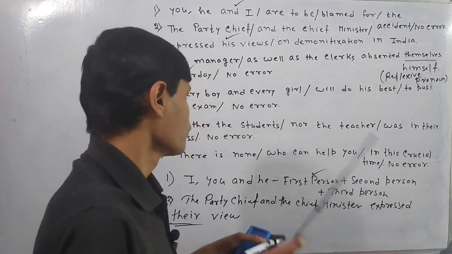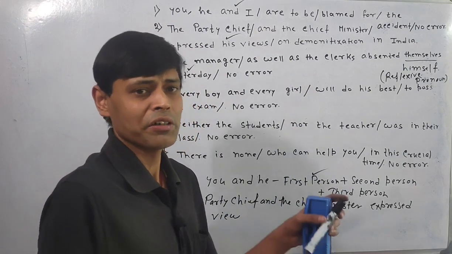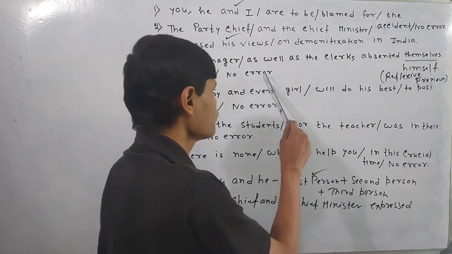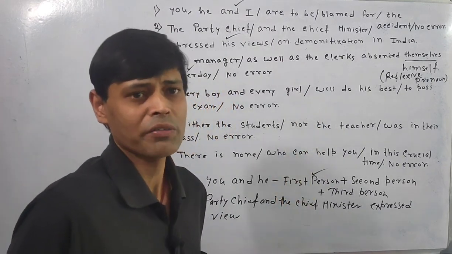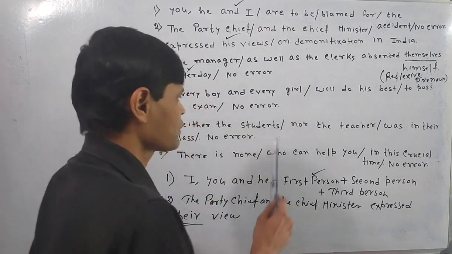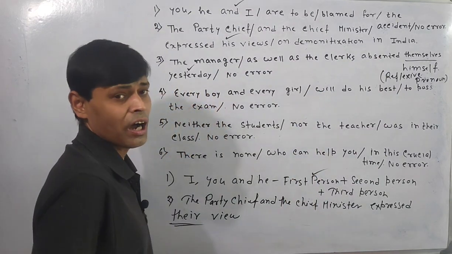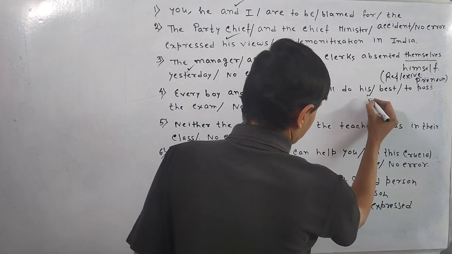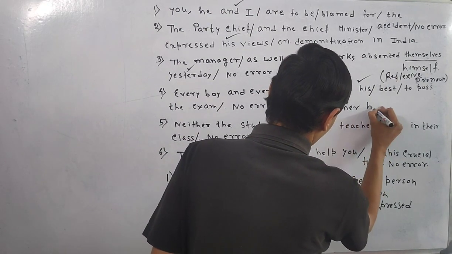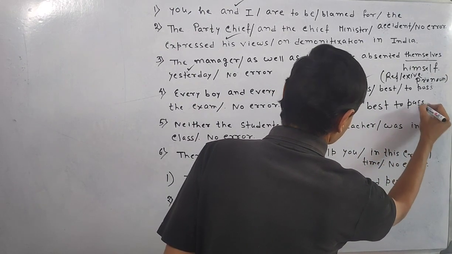Again I am repeating, whenever every or each is conjoined, particularly joined by the linker and, in that case the second one will be taken into account as the subject. So automatically this will not be the subject, the second one lies here. So in that case instead of his, her will be the answer. So this is the wrong one. Then what is the correct one? Her. Her best to pass. This is the right answer.